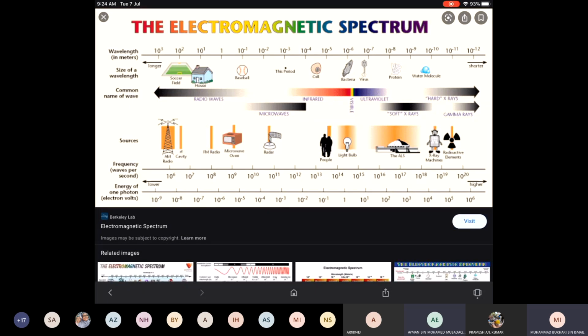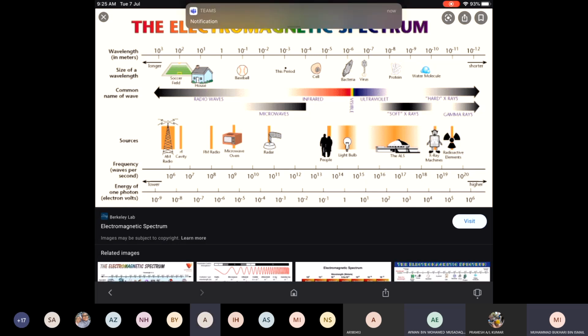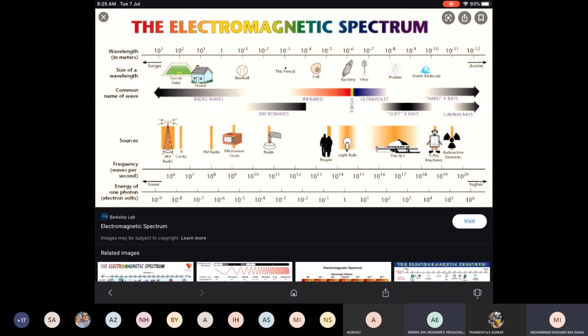Okay, first of all, look at the wavelength on the top left. What is the value that you can see? 10 power 3. 10 power 3 means, kalau 1 times 10 power 3 means 1,000 meter. 1,000 meter maksudnya 1 kilometer lah. That is very long wavelength.